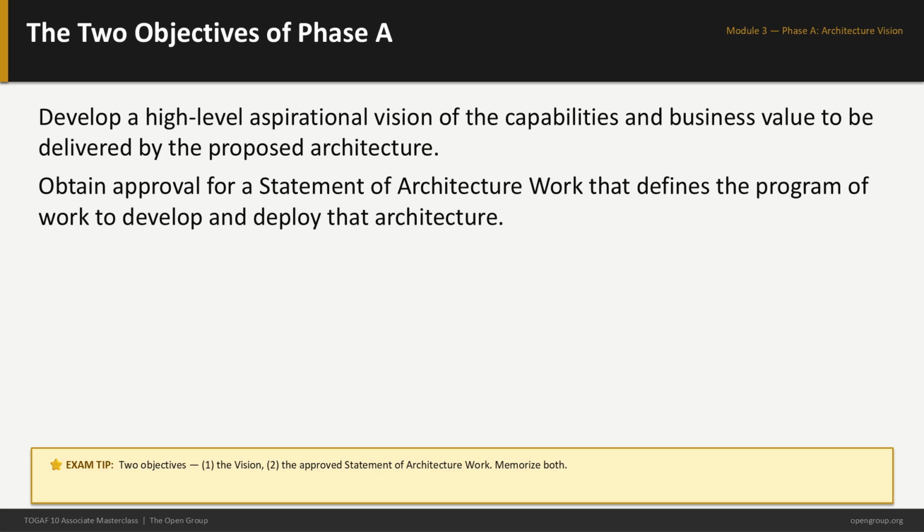Phase A has exactly two objectives, and they're worth memorizing word for word in spirit. The first is to develop a high-level, aspirational vision of the capabilities and business value that the proposed architecture will deliver. The second is to obtain approval for a statement of architecture work, the document that defines the program of work to actually develop and deploy that architecture. So, two objectives: first the vision, and second the approved statement of architecture work. Notice how cleanly they map onto the phase's name and its endpoint. You envision, then you get the mandate to proceed.